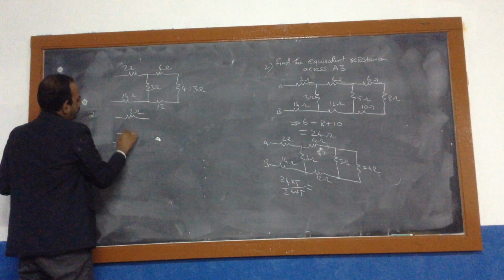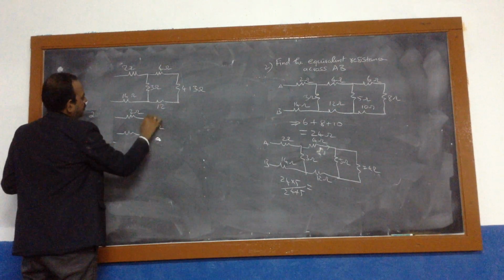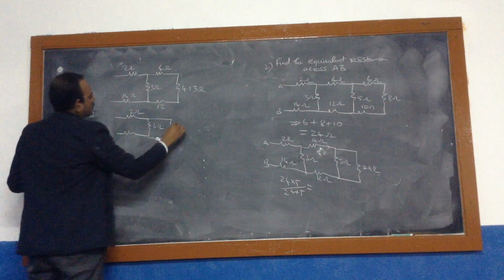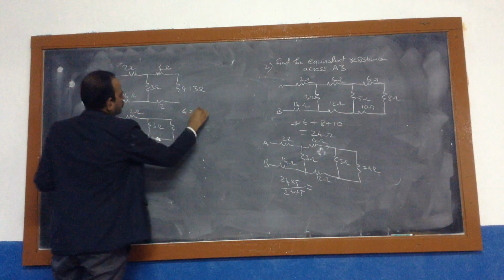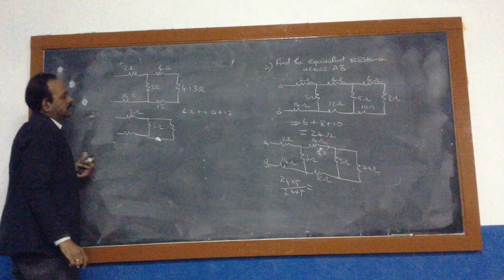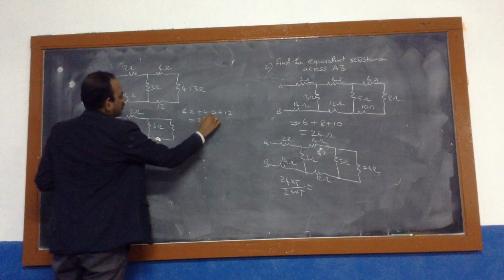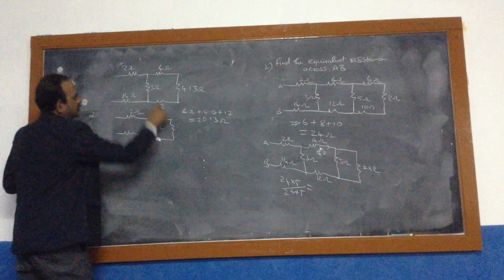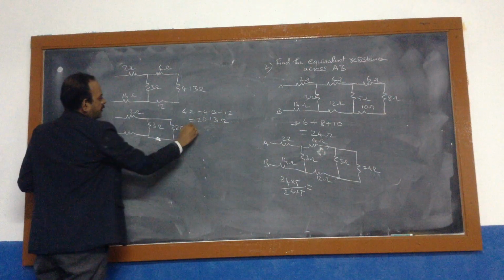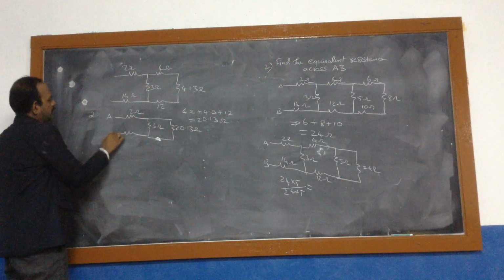So we are getting 4 ohm plus 4.13 plus 12. How much do we get? 20.13. So these three are in series, and we get 20.13 ohm. Now again, across AB.